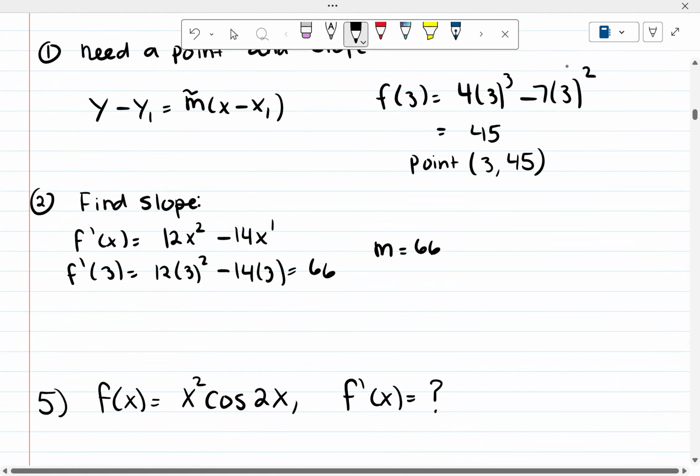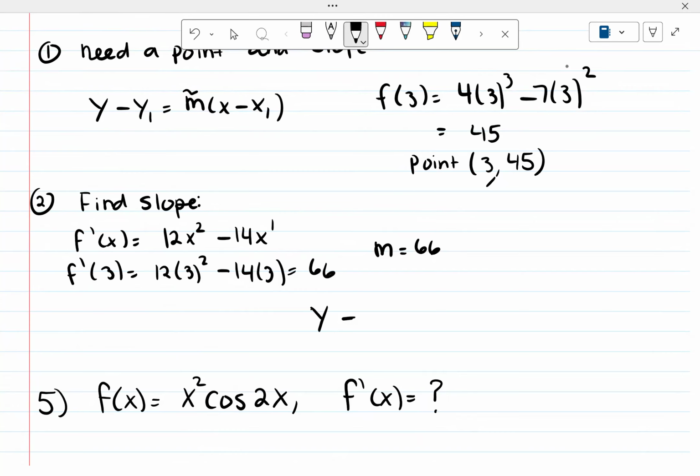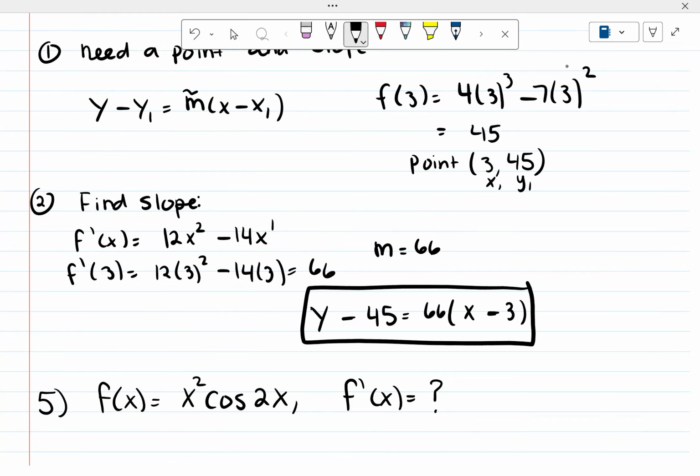And then once you do that, just put it in point slope form and you are done. So it's going to be y minus y1. y1 and x1 represent your point coordinate. So my point is 3 comma 45, so my y1 is going to be 45. And then my m is going to be 66. And then it's going to be x minus x1, which is 3. And I believe that's it. That's your final answer. Okay, well, that was question 4. Let's move on to question 5.